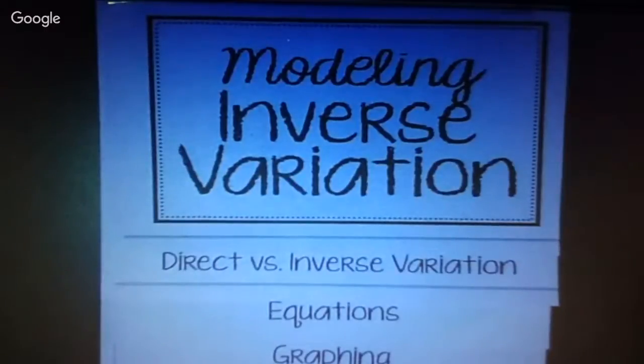So there is a difference between direct variation and inverse variation, or indirect variation, right? Direct variation, we said yesterday, was y equals k times x. So if direct is k times x, what do you think inverse is going to be? k divided by x. Y equals k divided by x. Okay? k divided by x.